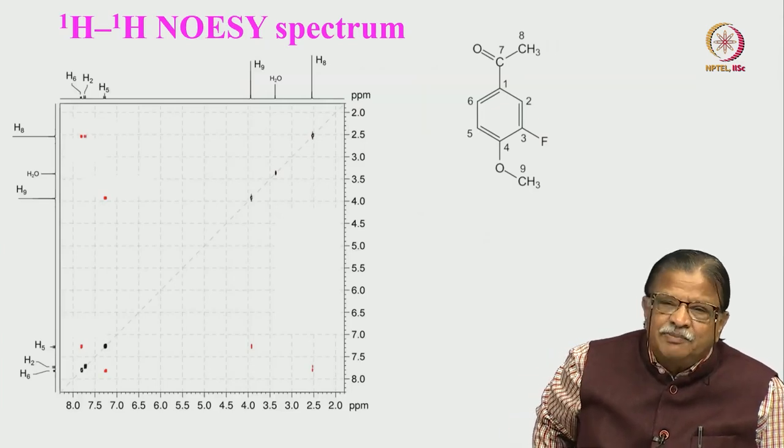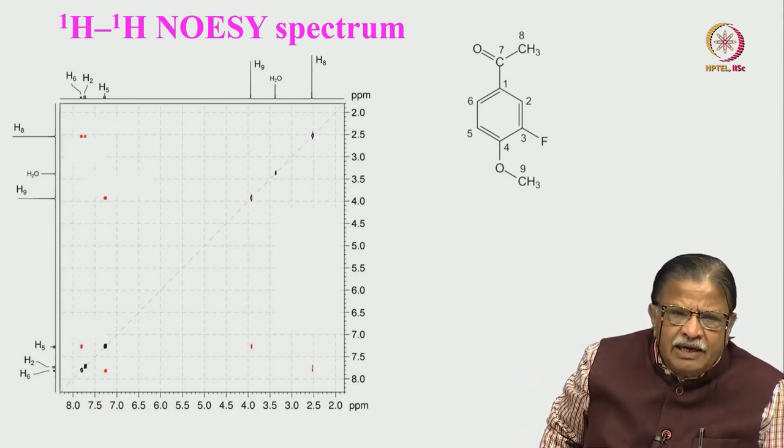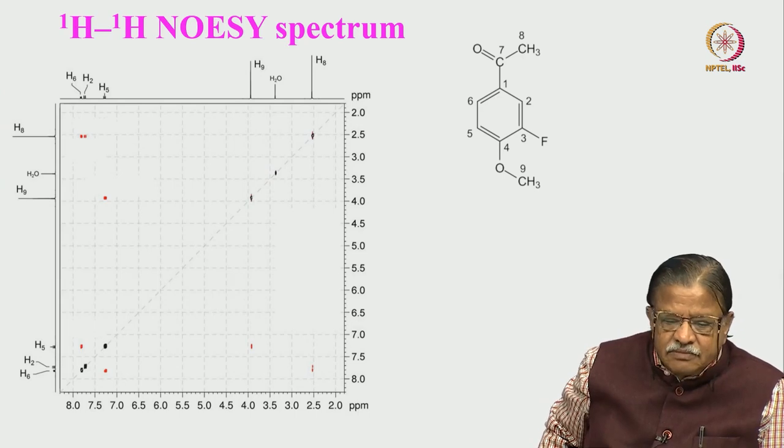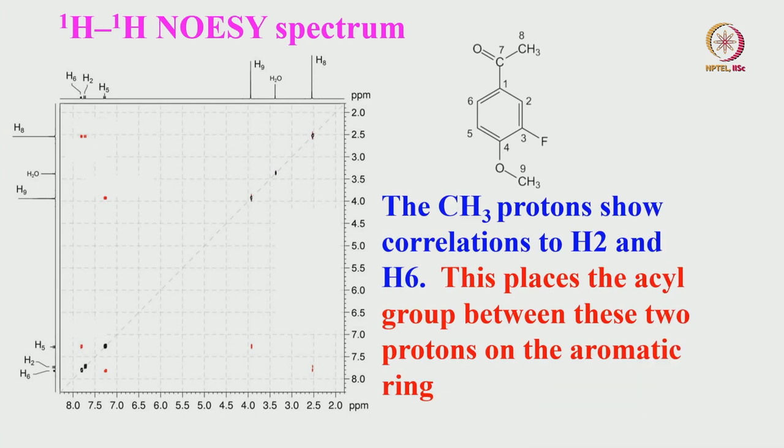Now let us look at the NOESY spectrum, assuming that we know already, assignments have already been made. NOESY gives CH3 protons showing correlation to 2 protons, H2 and H6. We already made the assignment. This is H2 and H6 here. Both are close by, and NOESY is giving me a cross peak, especially for the CH3 proton. This is the CH3 proton, not OCH3. OCH3 comes downfield, I told you. So this CH3 proton is giving cross peak to 2 protons.